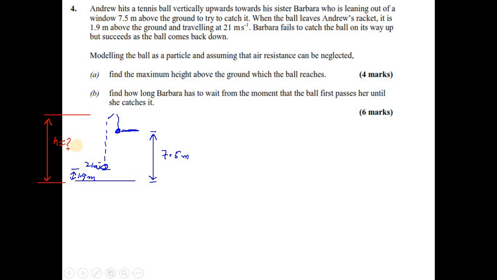in part A. Clearly you can see that you have initial velocity, you have acceleration, and the final velocity is 0. So you can figure out that first we need to find the height from the racket till the maximum one, and this height, let's suppose this height from here to here.